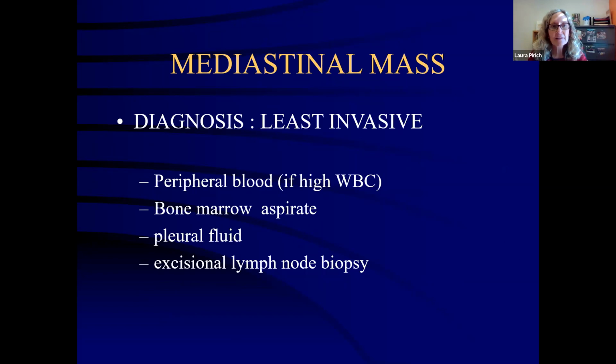How do we diagnose these kids? We want to diagnose them in the least invasive way possible. So if they have a high white blood cell count, we can often diagnose their leukemia just on peripheral blood. We don't do it as much anymore, but you can do a bone marrow on someone without them being sedated, just using local. If someone has a large T-cell lymphoma, they often have a pleural effusion. You can tap that pleural fluid, and you can often do that with local.